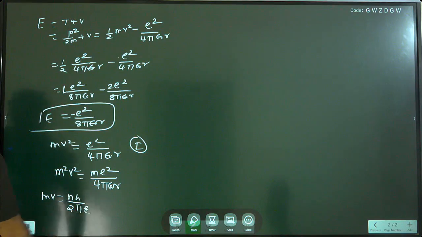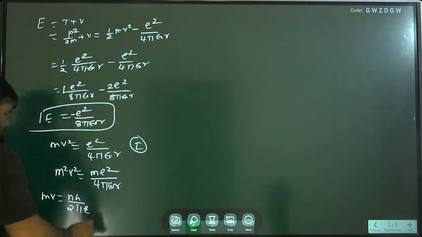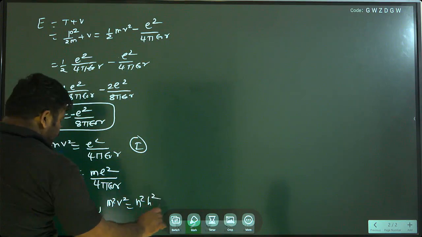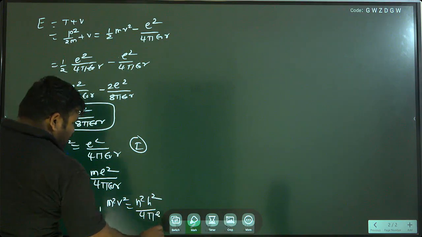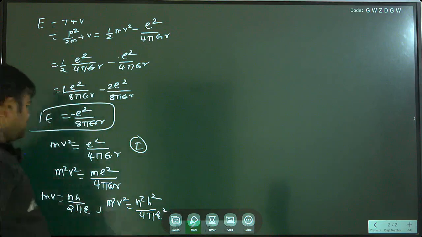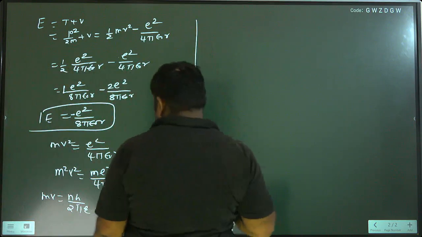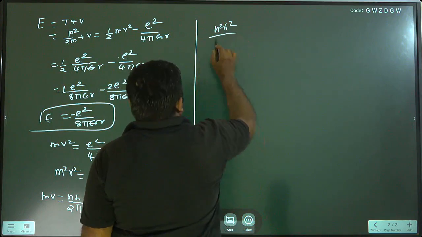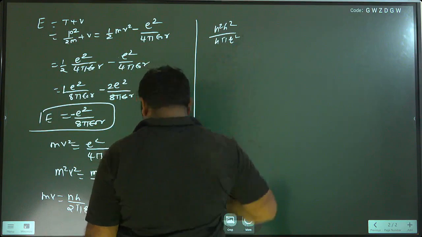Okay, yes, so after squaring this, what value do we get? Squaring of this one, we get n square h square upon 4 pi r square. This can be written as m square v square is equal to n square h square upon 4 pi r square. Now substitute here, then we get m square v square is equal to n square h square upon 4 pi r square.